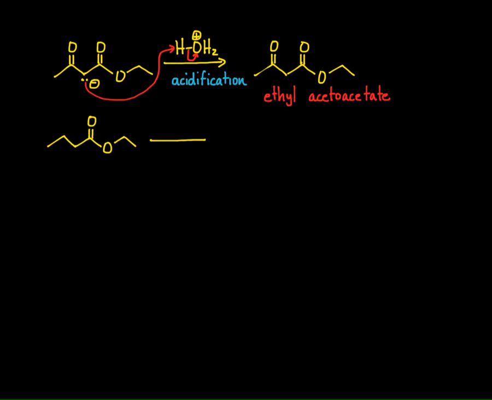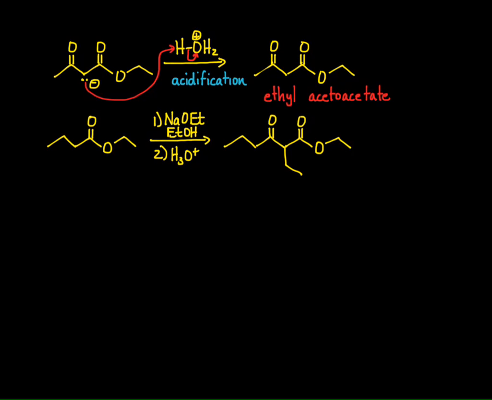So let's look at a couple of examples. Here we have an ester. Again, we're treating it with sodium ethoxide in ethanol, followed by that aqueous acidic workup, and the product looks like this. So it is a beta keto ester. This is a typical Claisen condensation reaction. Claisen condensation reactions yield beta keto esters.